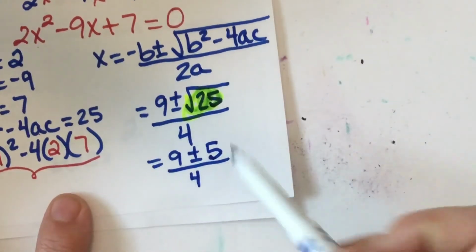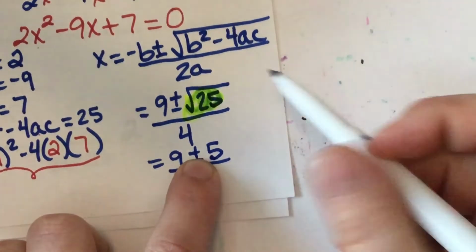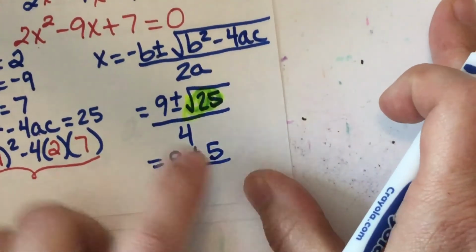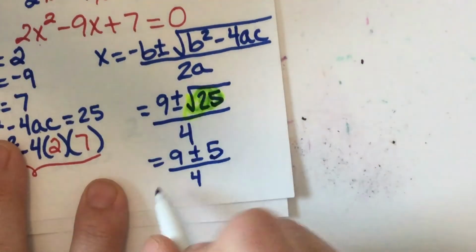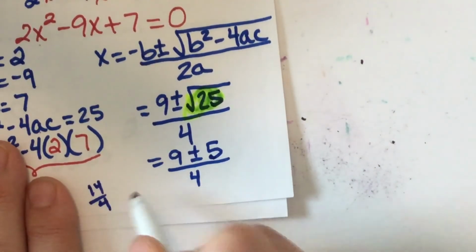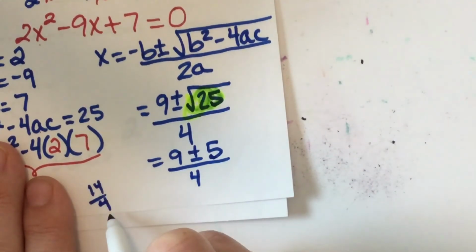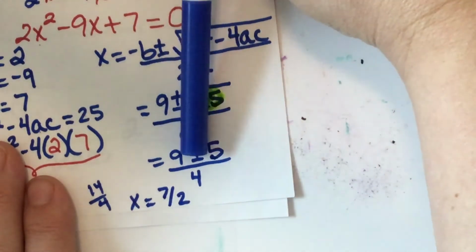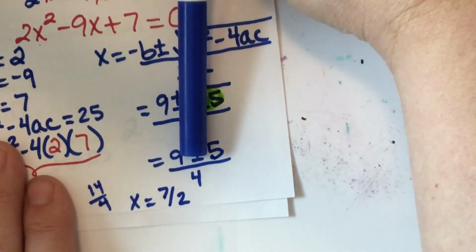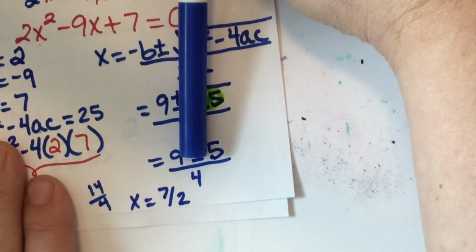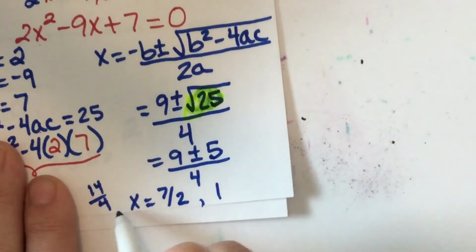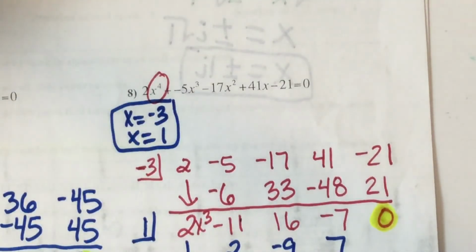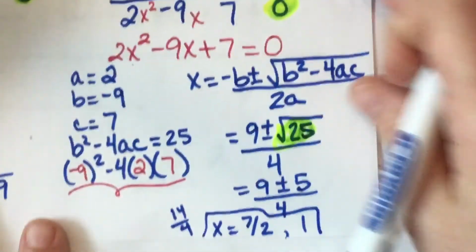So now, because there are no square roots or i's, I can work it out. I'm going to take 9 plus 5, which is 14, and divide 14 by 4. If I take 14 and divide by 4, I can divide both of those by 2, which would make 7 halves. So that's one answer. Then I'm going to do it with the minus. So 9 minus 5 is 4, and 4 divided by 4 is 1. And so those are my 2 answers that I got with the quadratic formula. And then these are my 2 answers that I got with the calculator, for 4 total answers.